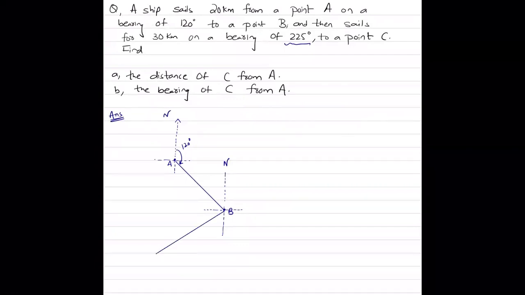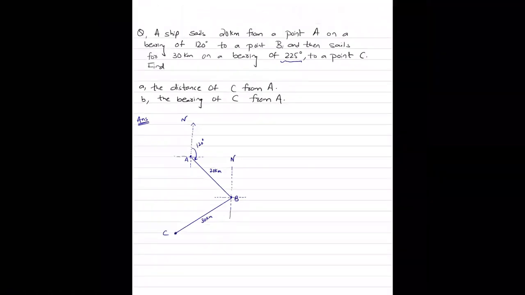The ship travels 30 kilometers in this direction, and then it reaches point C. So that is 20 kilometers for us, and this is 30 kilometers for us. Now, what are we interested in finding? The question says, find the distance of C from A. So they want us to find the distance of AC, the distance of C from A.